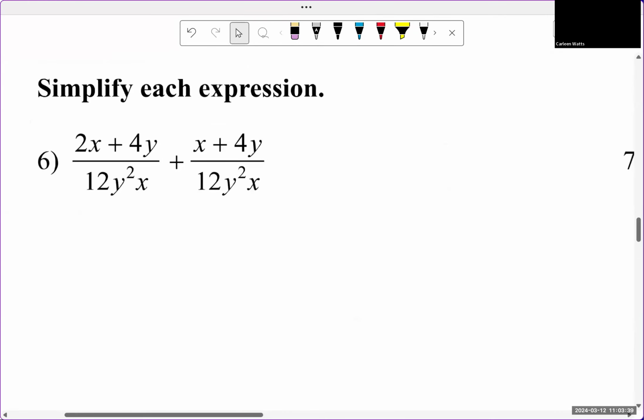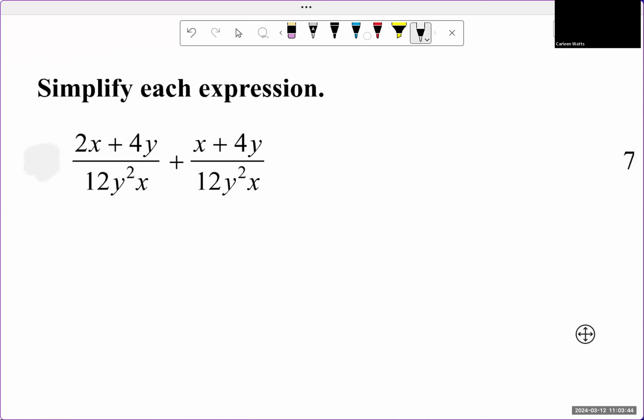Number 6. How is number 6 different? We're adding. I don't have equations, do I? I have expressions. I don't have an equation. Look, there is no equal sign. So basically, I'm adding fractions.